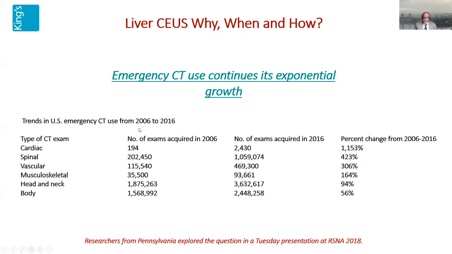Just moving on from that Brenner and Hall study, this was presented at the RSNA in 2018, looking at emergency use of CT and its exponential growth. And this takes in that period from 2006 to 2016, 10 years after the Brenner and Hall paper, and just look at the exponential growth in the number of CTs performed over this period of time.